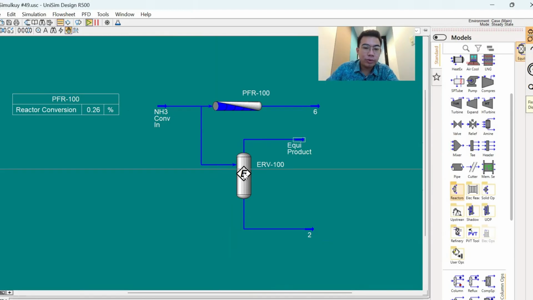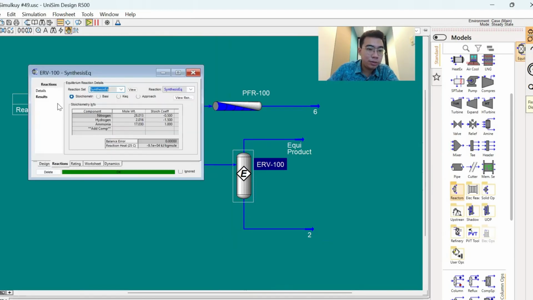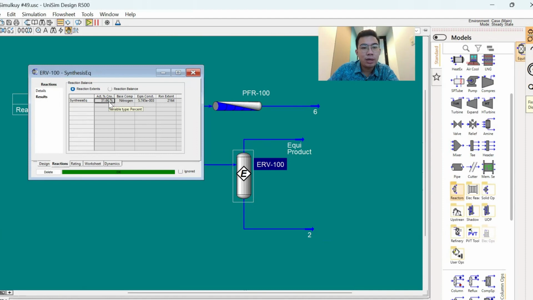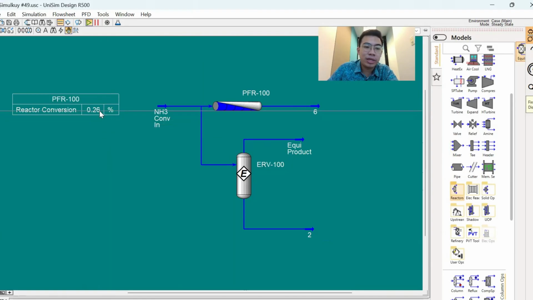Okay, so now we can see the conversion here is 31.66. So it means that my reaction in this condition is okay already. It's already resulting in some conversion. 30 is a good conversion. So I can expect that my PFR is actually able to get this close of a conversion. But in reality now it is 0.26%. So if you have this condition, definitely you should tune the reactor.